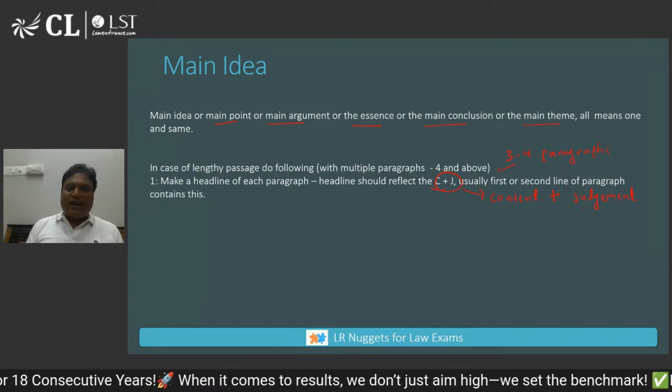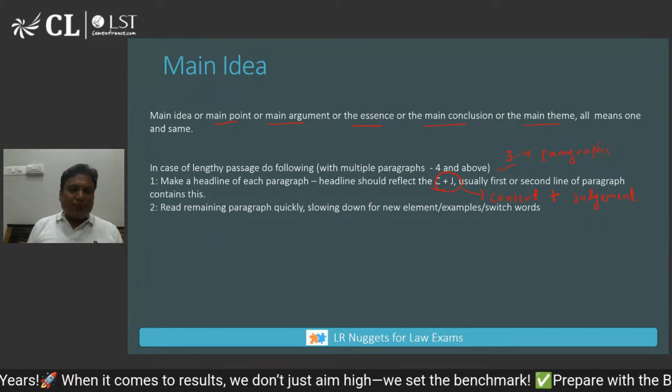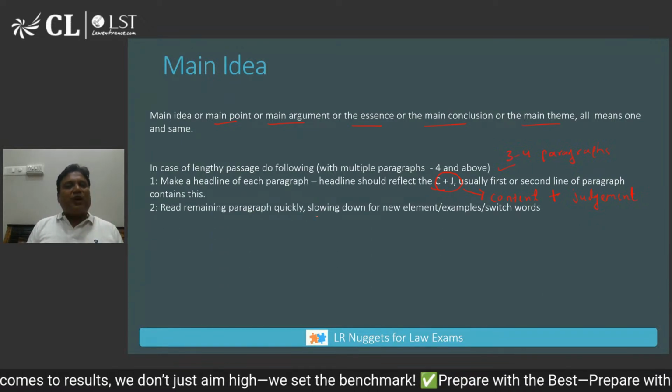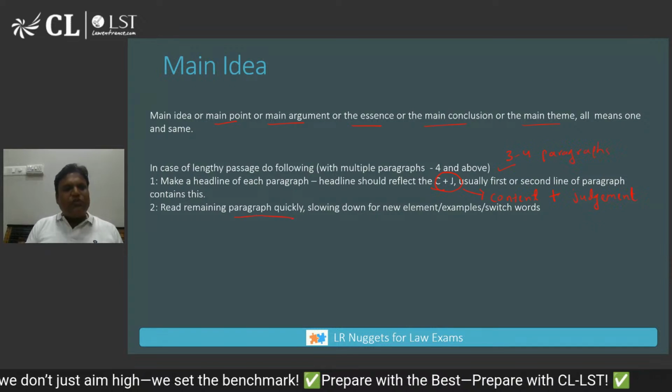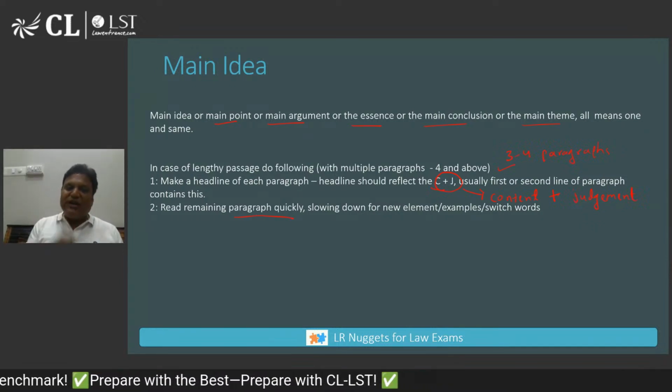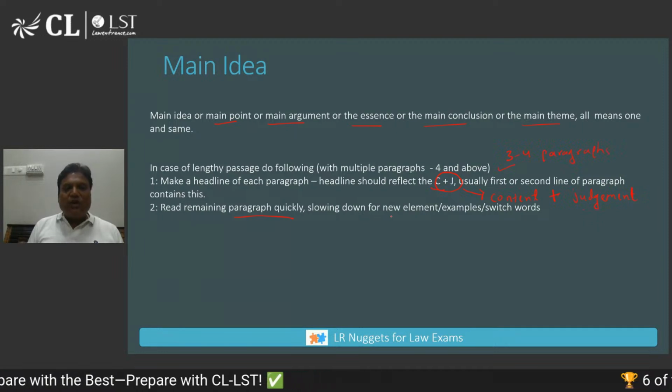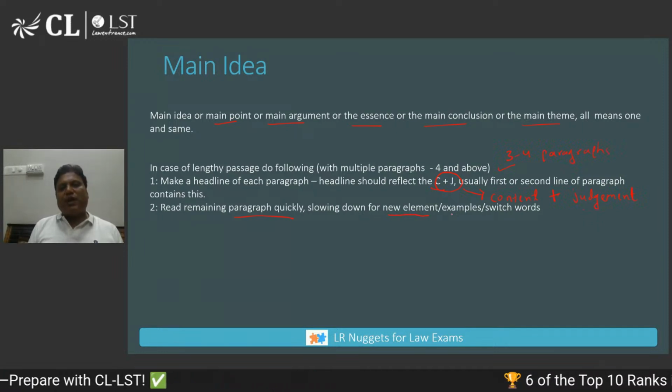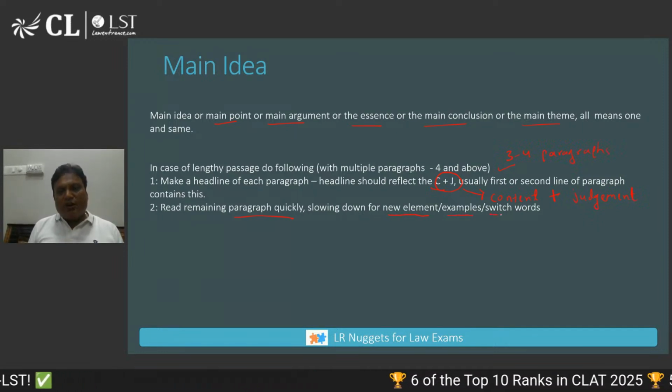Usually the first or second line of the paragraph contains this. Read the remaining paragraph quickly. This is what you should do. Once you are able to identify what the author is trying to say, read that paragraph quickly, slowing down only when you come across a new element, examples, or switch words.